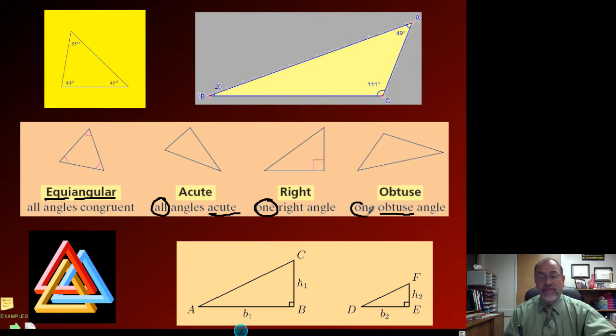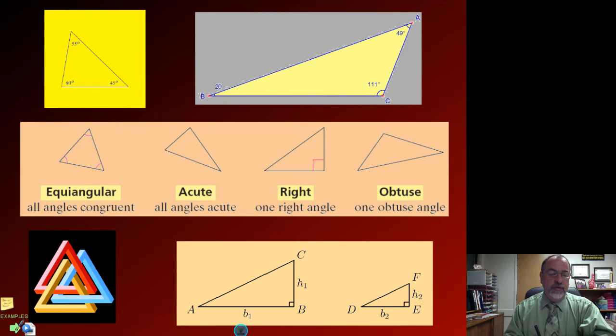Now, can it have more than one angle more than 90? In other words, could it have two angles more than 90? Well, if you had two angles that were, let's say, 100 each, that's 200. What do all the angles in a triangle add up to? They only add up to 180, so there's no way to have more than one obtuse angle in there, because they would add up to or exceed the 180 degrees.